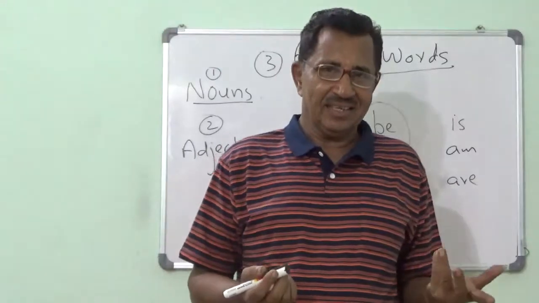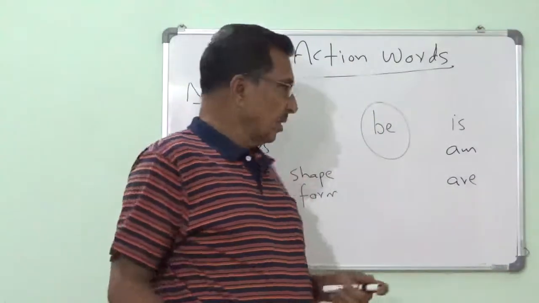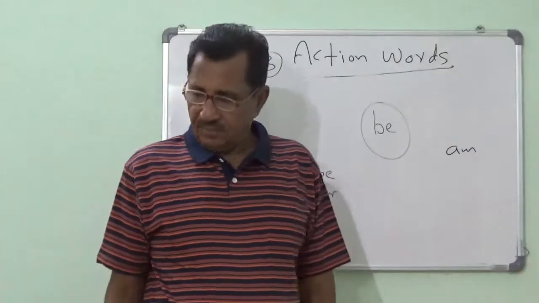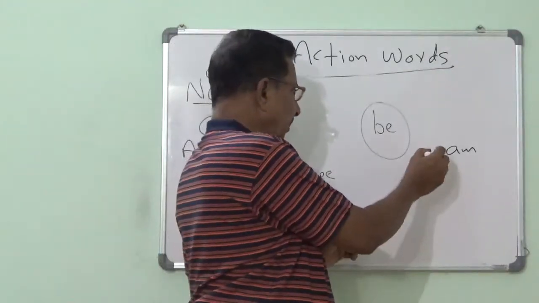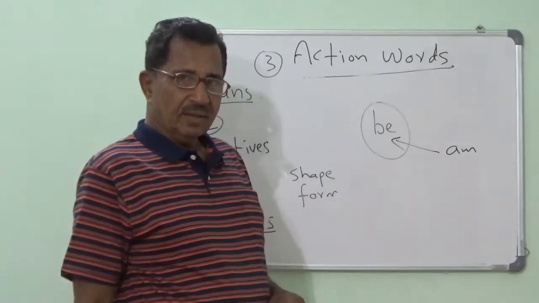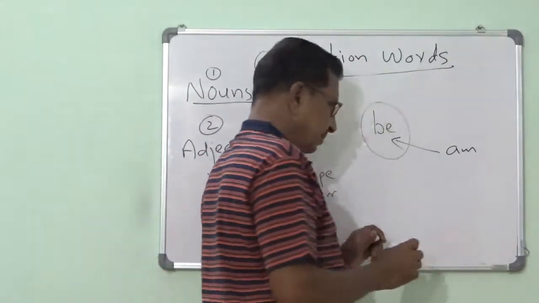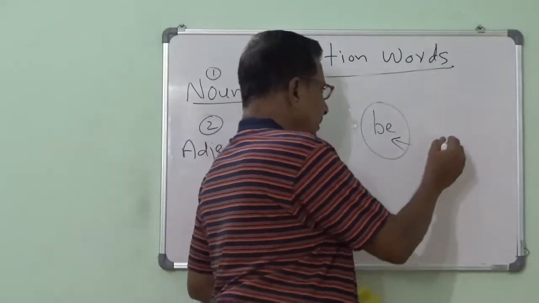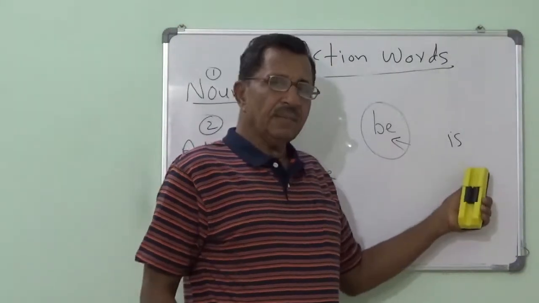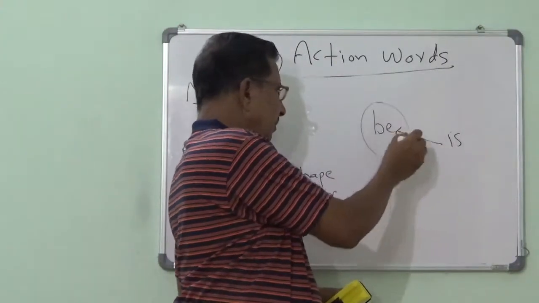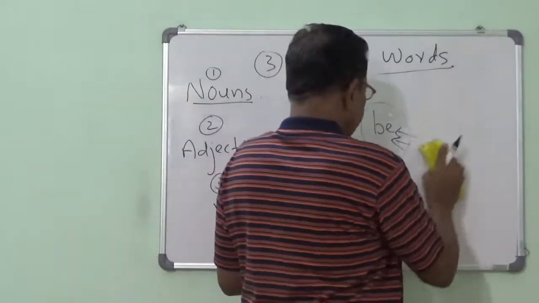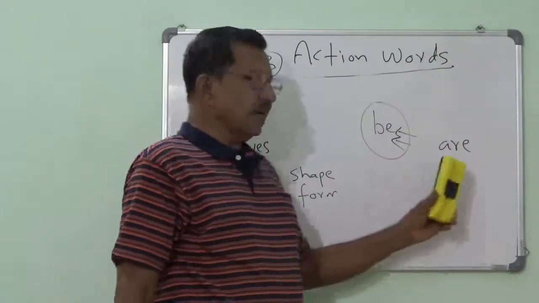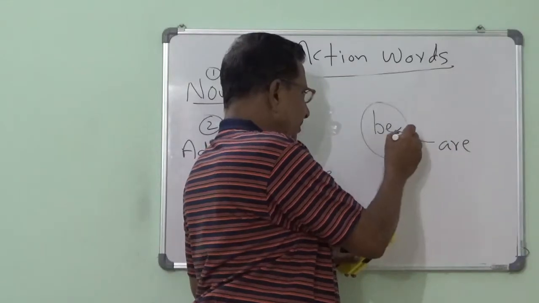Or three shapes. But the point is, when somebody says, what is the origin of arm? From where does it come? Then you should say, it is a shape of being. And you find is, and then somebody is asking, from where does it come? You say, the origin is B. Okay? Then again, A-R-E. Somebody asks, from where does it come? They say, it comes from B.